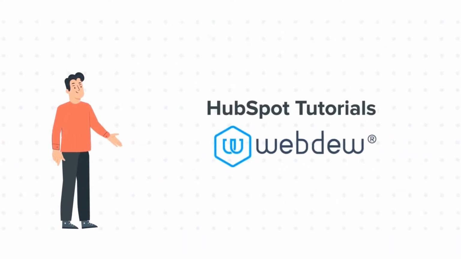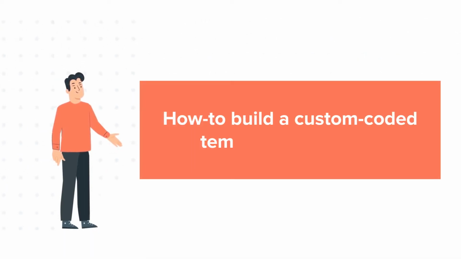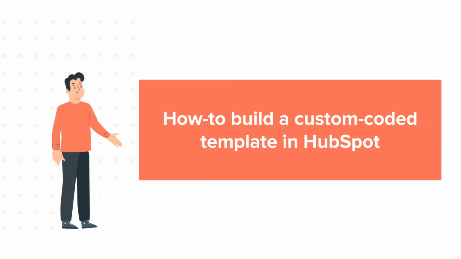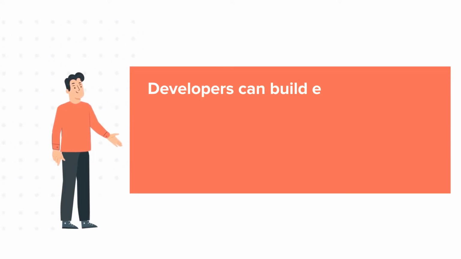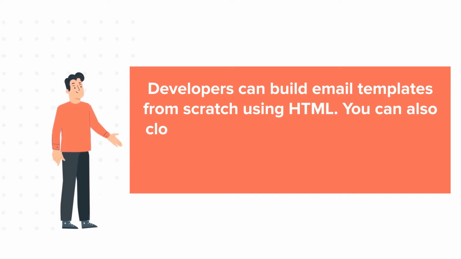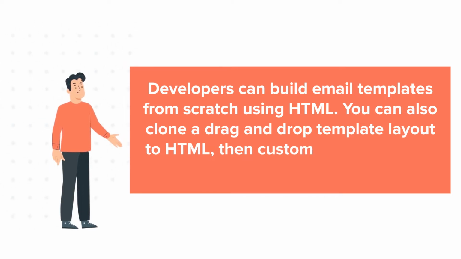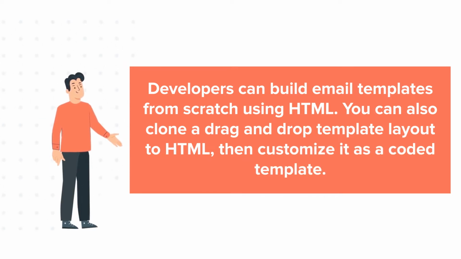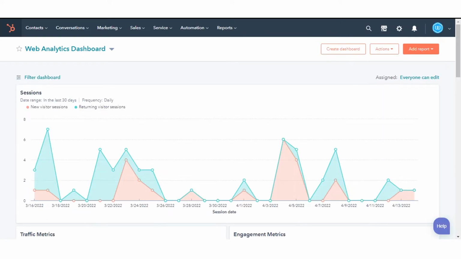This is Bob and our today's tutorial is about how to build a custom coded template in HubSpot. Developers can build email templates from scratch using HTML. You can also clone a drag and drop template layout to HTML, then customize it as a coded template. In today's tutorial, we will show you how to do this.